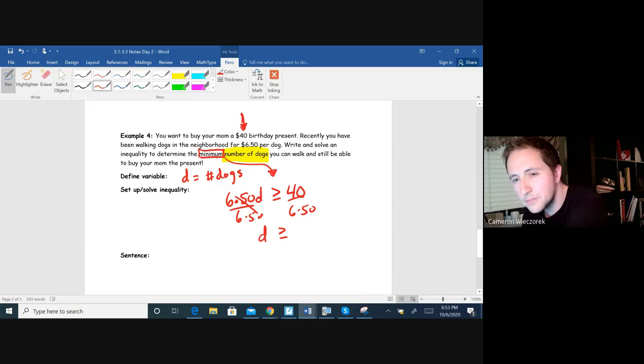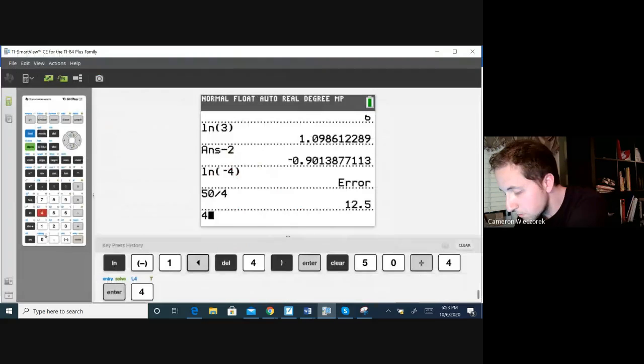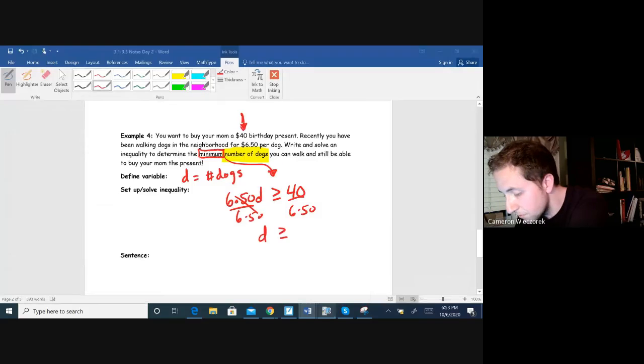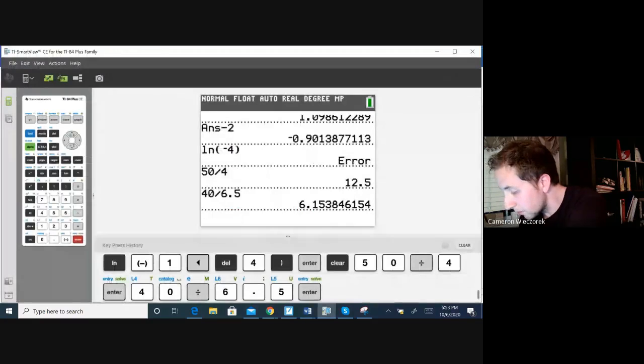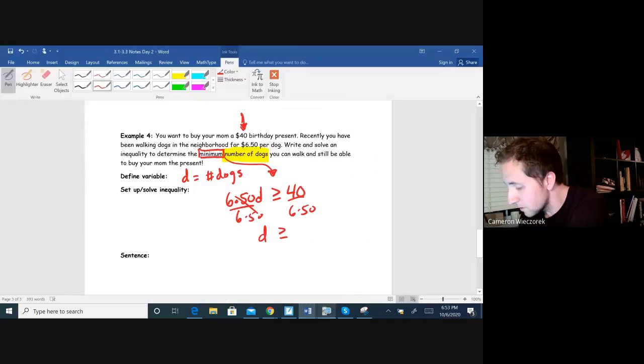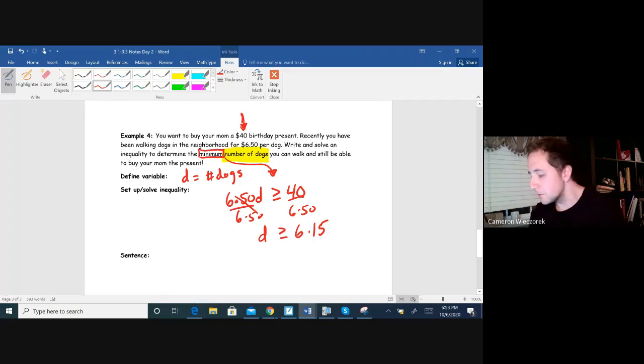Notice I'm not multiplying or dividing by any negative numbers, so I don't have to flip any signs. That was our big rule from yesterday. 40 divided by 6.5 is, okay, interesting, 6.15 roughly. Now you need to think very carefully about this problem. This says right now you must walk at least 6.15 dogs. You can't walk part of a dog. Can you have half a puppy or 0.15 puppies? That doesn't make sense.